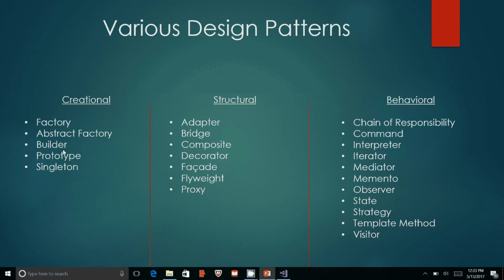So these are the lists of the design patterns. Under creational we have factory, abstract factory, builder, prototype, singleton. Under structural we have adapter, bridge, composite, decorator, facade, flyweight, and proxy. Under behavioral we have chain of responsibility, command, interpreter, iterator, mediator, memento, observer, state, strategy, template method, and visitor.